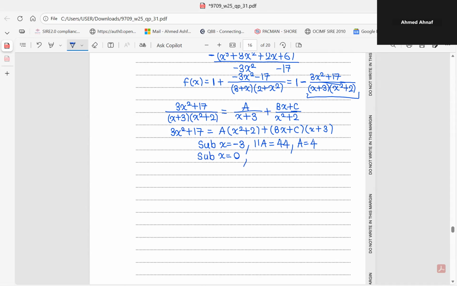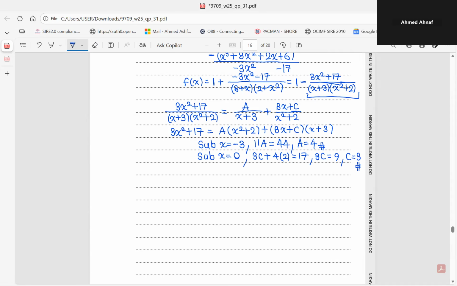So for c, okay, let's substitute here. So b times 0, that's 0. So 0 plus c, you just get c. C times 0 plus 3, you get 3. So 3c. And then plus a, which is 4, times 0 squared, which is 0, plus 2, which is 2. And you equate it to 3 times 0 squared is 0, and then 17. Then you get 3c equals 9, and c equals 3.